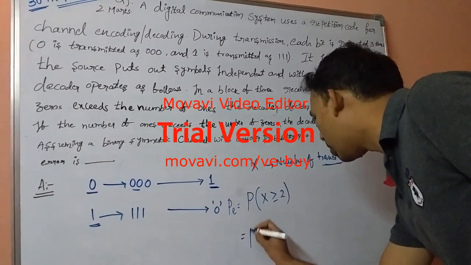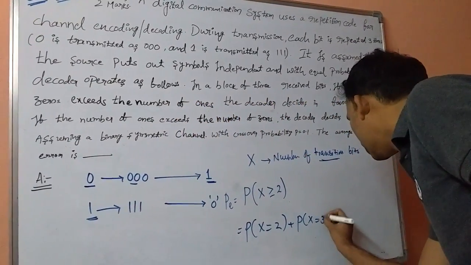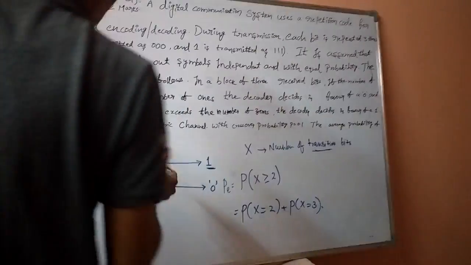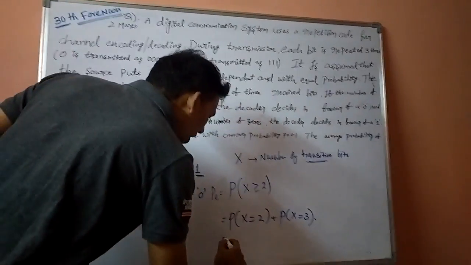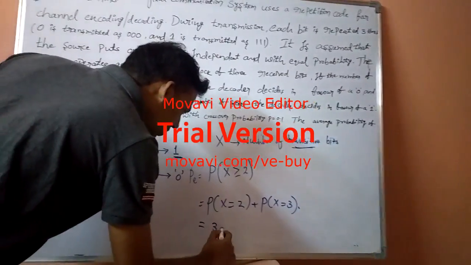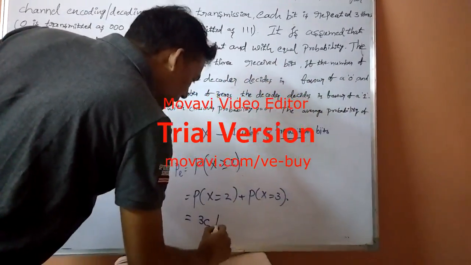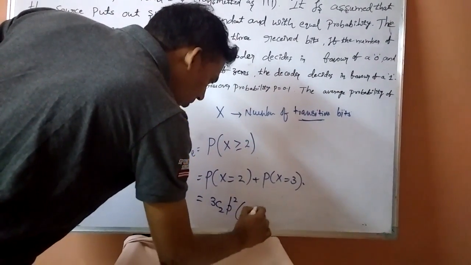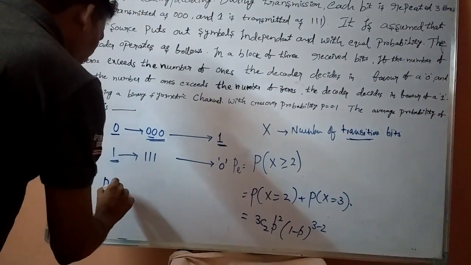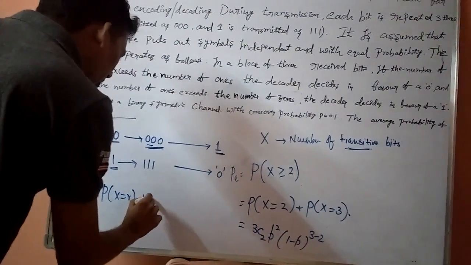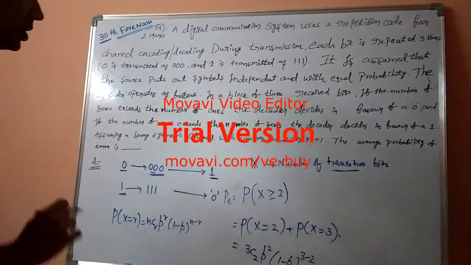So this is equal to probability of x equal to 2 plus probability of x equal to 3. And here, what is the number of bits? Those are transmitting 3 bits. For every bit, it's transmitting 3. So that it is 3C2, binomial distribution. 3C2 into the transition probability. If I assume the transition probability P, there is P to the power of 2 into (1 minus P) to the power of 3 minus 2. And of course, you know that the binomial distribution function, probability of x equal to r equal to nCr, P to the power of r, and (1 minus P) to the power of n minus r.